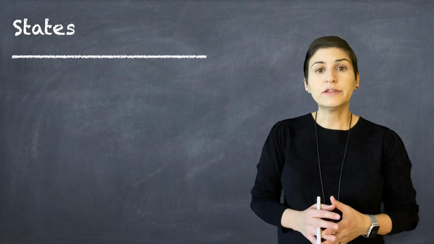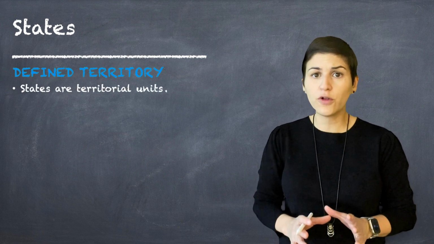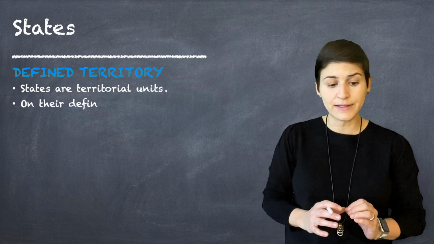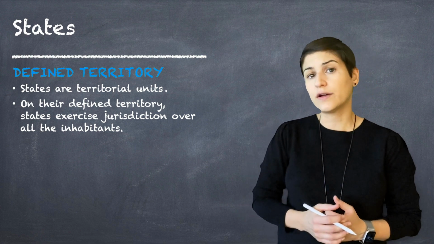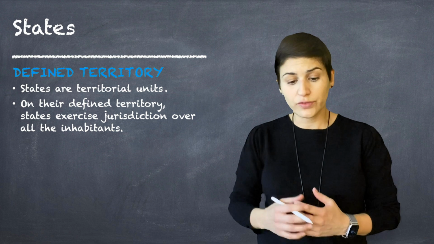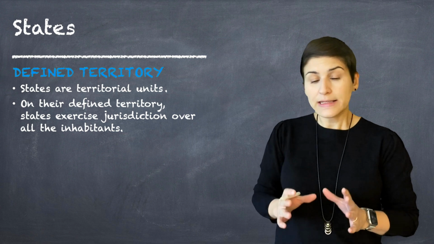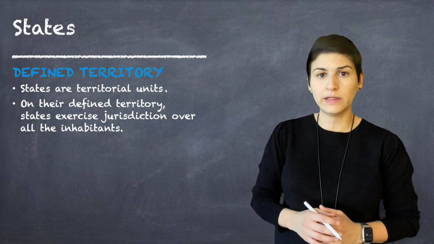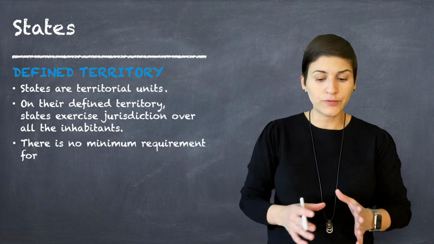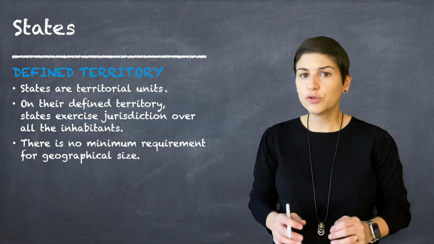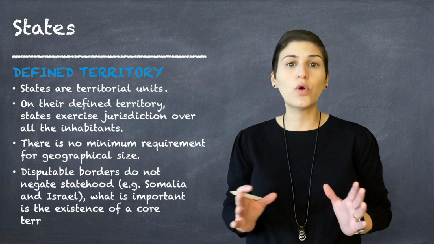The second one is territory. States are territorial units, and territorial sovereignty involves the exclusive right to display the activities of a state, as well as an obligation to protect within the territory the rights of other states, such as the right to territorial integrity and inviolability. On their defined territory, states exercise jurisdiction over all the inhabitants. And as for size, there is no minimum requirement for geographical size. And disputable borders do not negate statehood. What is important is the existence of a core territory.